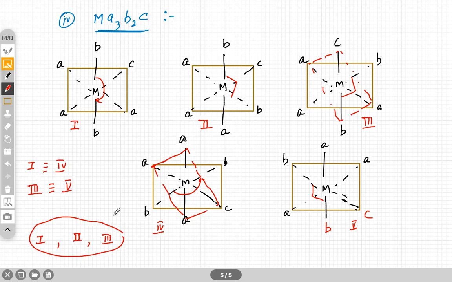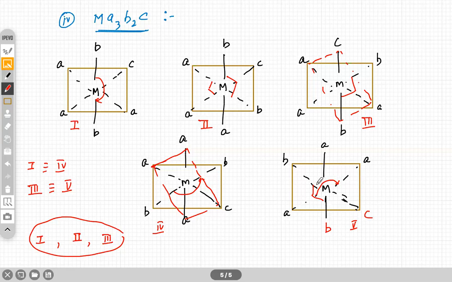Sir, I didn't understand how second and fifth are different. You see, in the second one we have 2A, B, and C. Here also we have 2A, B, and C. But the position of A here is at 90 degree, and here the 2A at 180. B and C are at 90 degree here, and B and C are at 180 degree here.